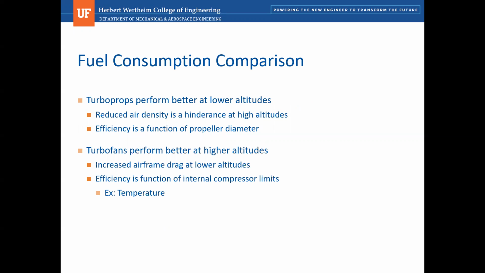The fuel consumption comparison was also done between the 2 engines. The turboprop engine performs a lot better at lower altitudes, and this is due to the fact that the reduced air density is a hindrance at higher altitudes for the turboprop engine, and its efficiency is a function of the propeller diameter. A turbofan engine, however, performs better at higher altitudes, and this is because the increased air drag on the airframe occurs at lower altitudes. Its efficiency is a function of the internal compressor limits, such as temperature.